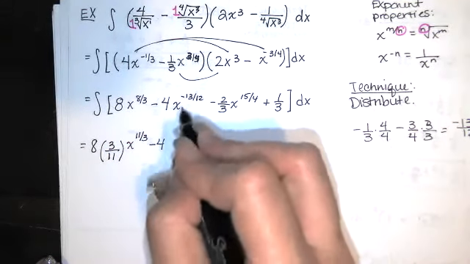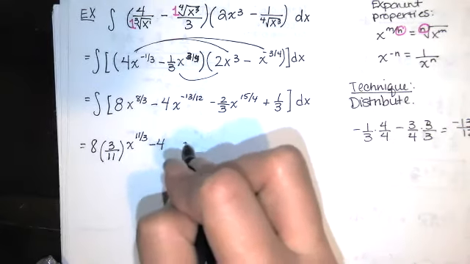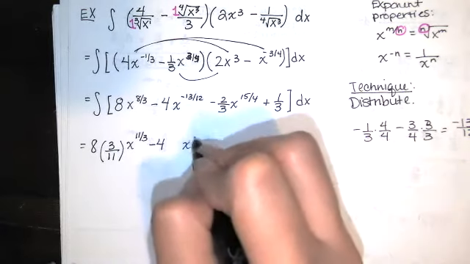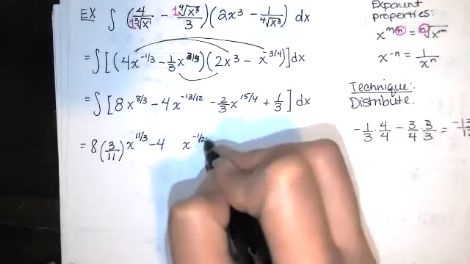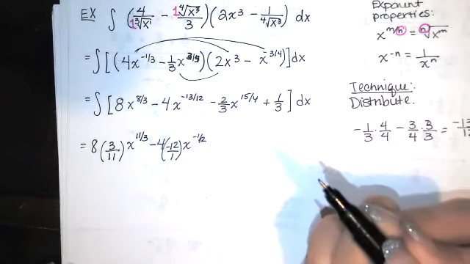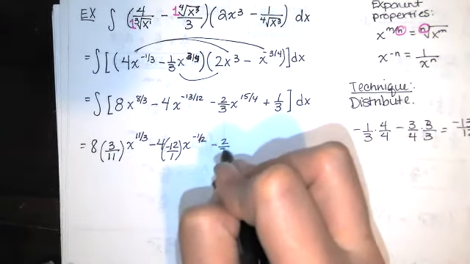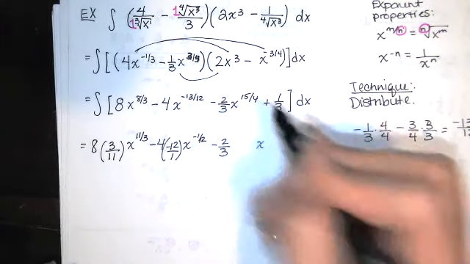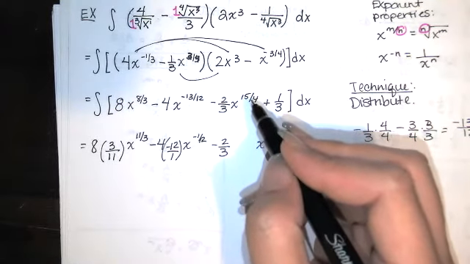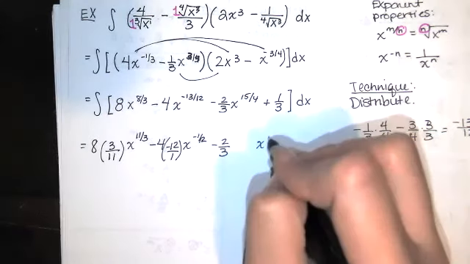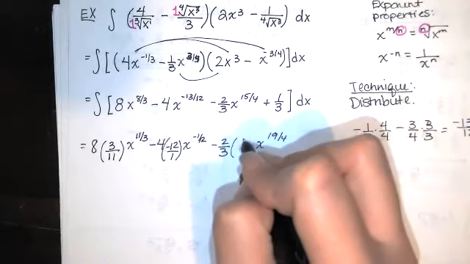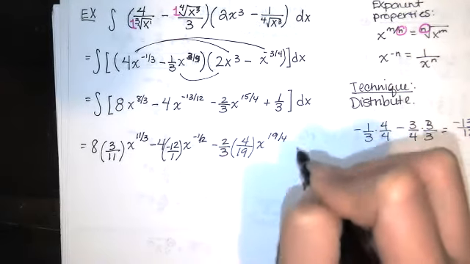Over here, you want to add 1 to this exponent. Negative 13/12 plus 12/12 is negative 1/12. And you're going to divide by negative 1/12, which is the same as multiplying by negative 12/1. Bring the constant down. Add 1 to the exponent. So I have 15/4 plus 1, so that's 15/4 plus 4/4. So it's going to be 19/4. And we're dividing by 19/4, so that's multiplying by 4/19.